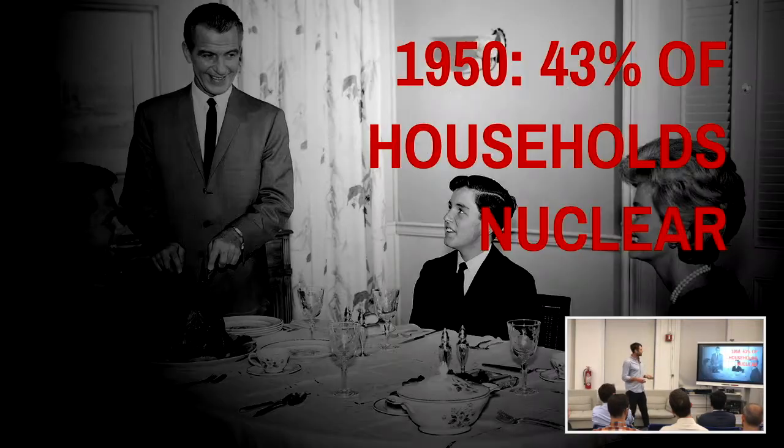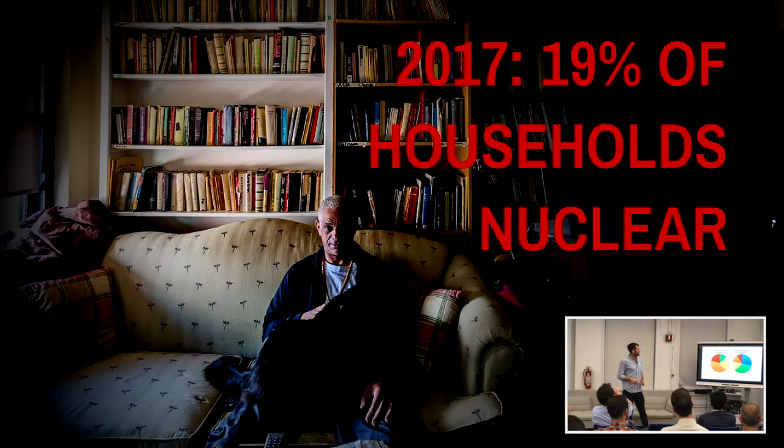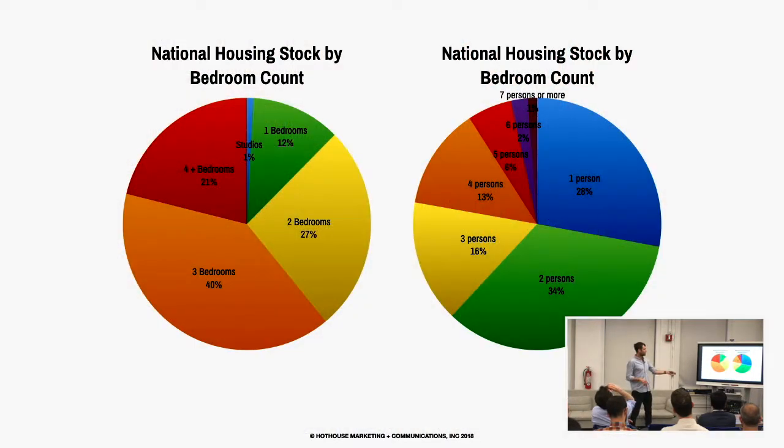So this is emblematic. In 1950, like I was talking about before, 43% of the households were nuclear families, which means a married couple with children who live there. And today, that's about 19%. And just looking at a mismatch of what we build and how people live, 28% of people are living alone in the United States, and yet 40% of our housing stock is 3 bedrooms. So actually starting to build housing around the way that people live.